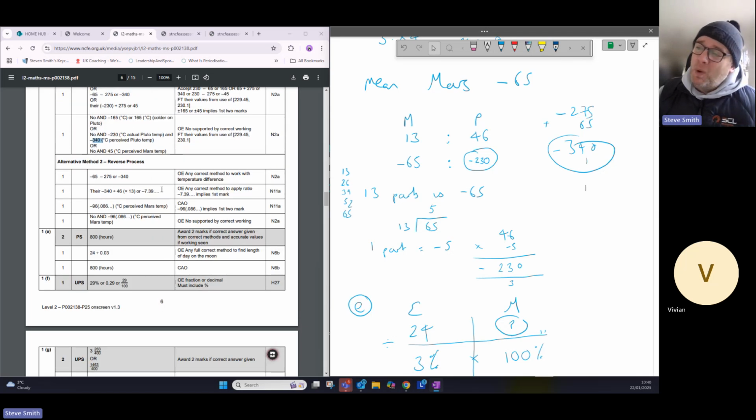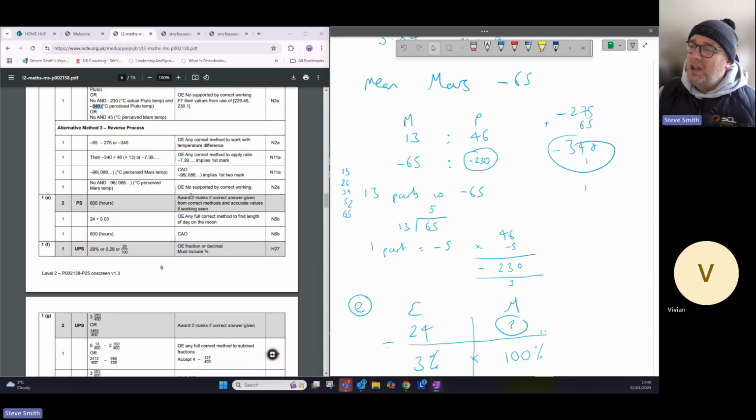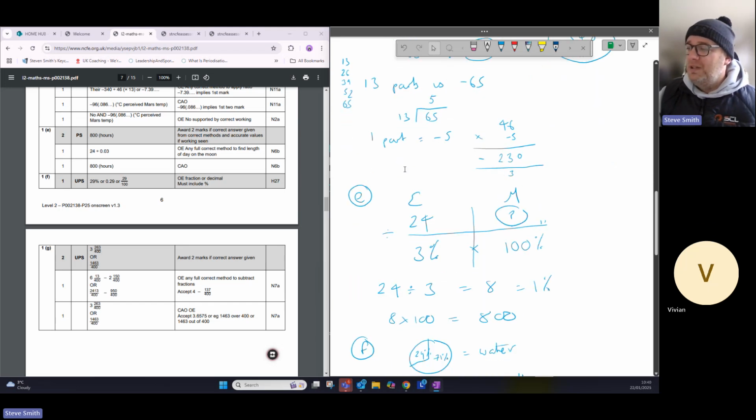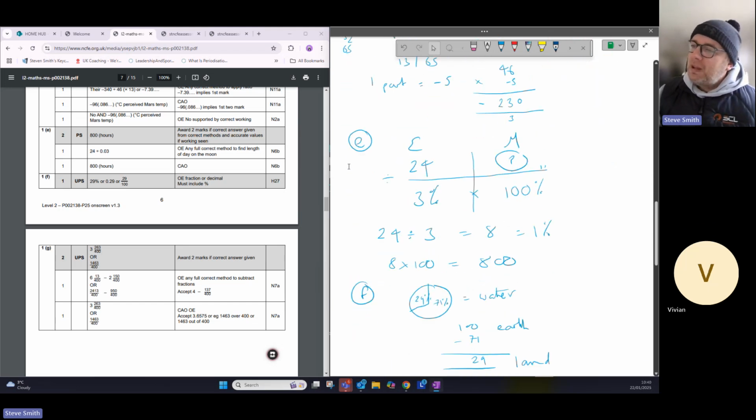There are different ways of doing it. They've done a reverse process there. I'm not going to confuse myself by doing it a different way. We did the moon's day length. We set it out quite quickly in a little primary school window technique. We knew that because it's direct proportion, 24, and then 3 goes directly underneath that. Then we found out what 1% was by dividing 24 by 3, which was 8, and then we times it by 100 to get the moon.